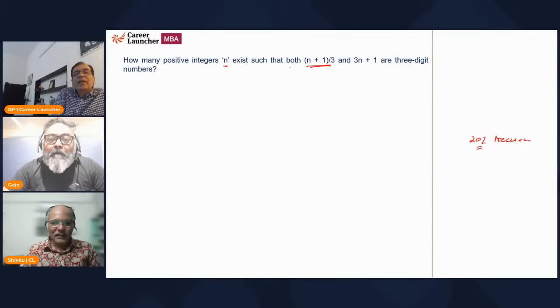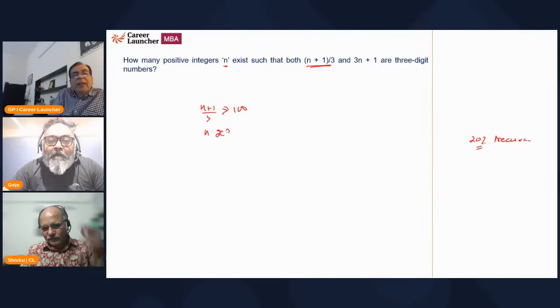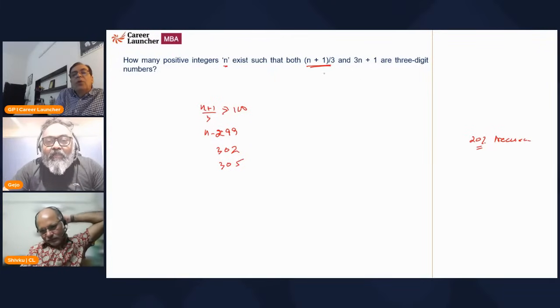How many positive integers n exist so that both these are 3-digit numbers? So n plus 1 by 3 has to be greater than or equal to 100. So the smallest value of n will be 300 minus 1, 299. So 299. Next will be 302. Largest will be 335. Similarly, so on and so forth.